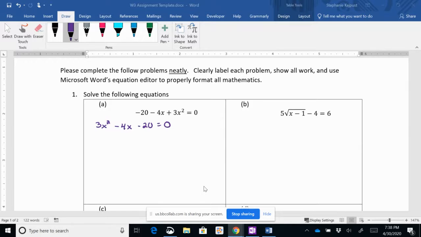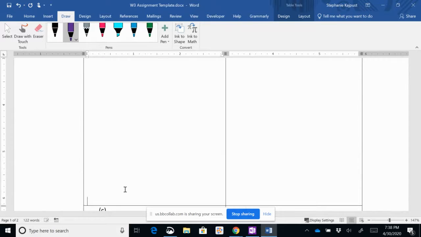And I'm going to need more room here. So I'm going to, oh, I hate that it does this. There we go. I'm just going to give myself more than enough room.